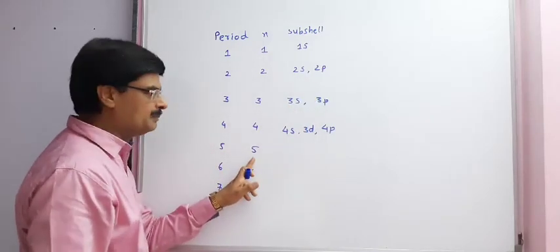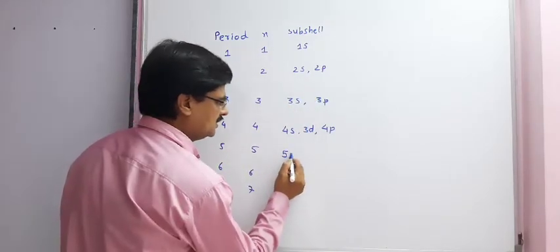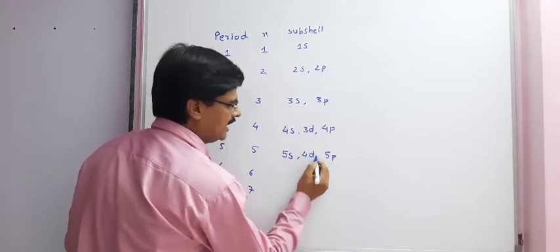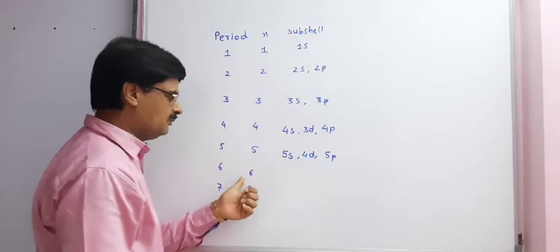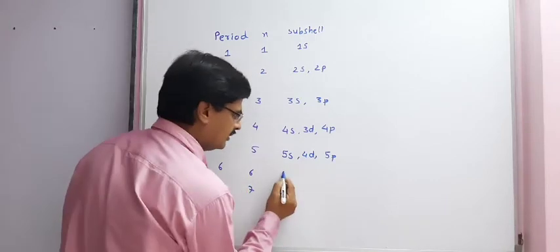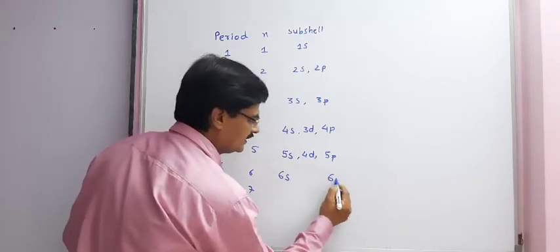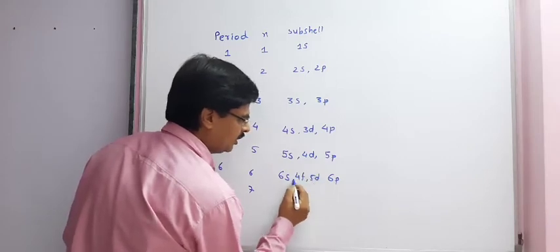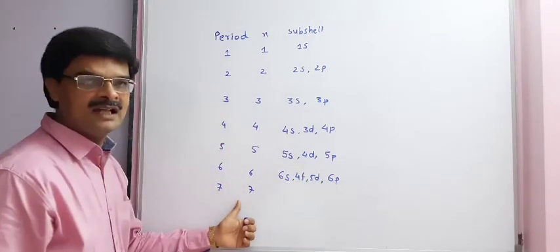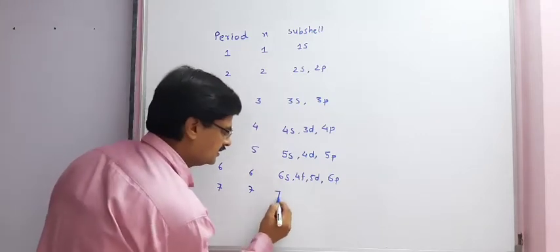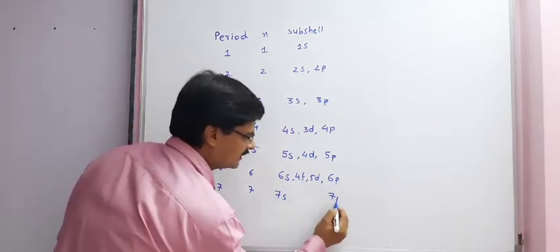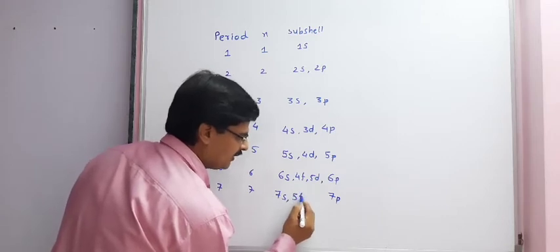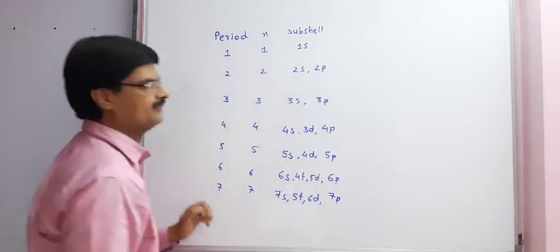Now for the fifth period: 5s, 5p and 4d. Now for the sixth period, we have 6s, 6p and 4f and 5d also. And in the last period, the seventh period, 7s, 7p and along with that 5f and 6d.